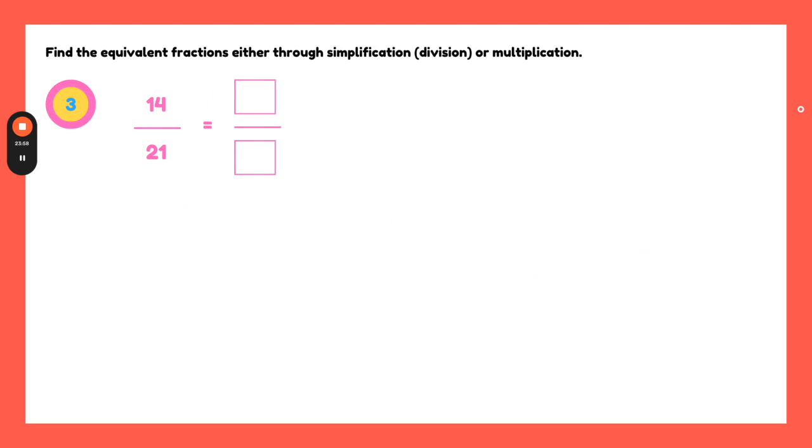Okay, so we have a final example, which is another fraction. So we have 14 over 21. And again, the numbers are fairly large, which indicates we have to use division in this case. So our first step was to find the factors of 14 and 21.